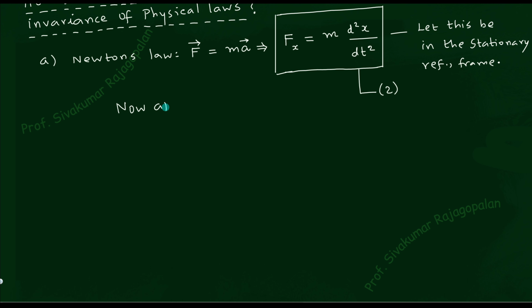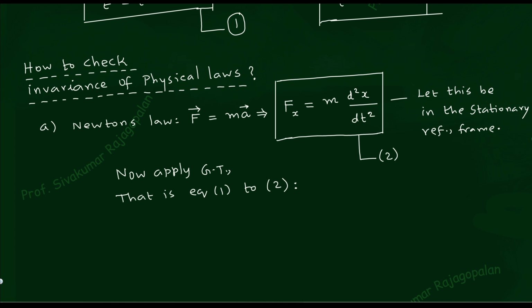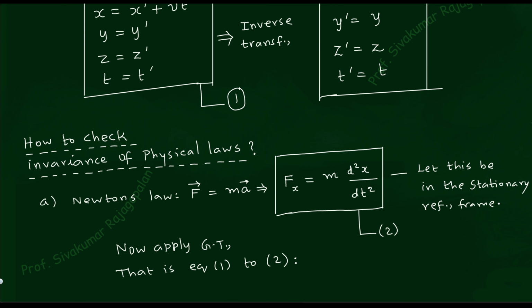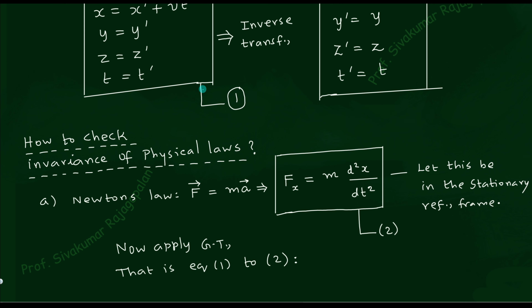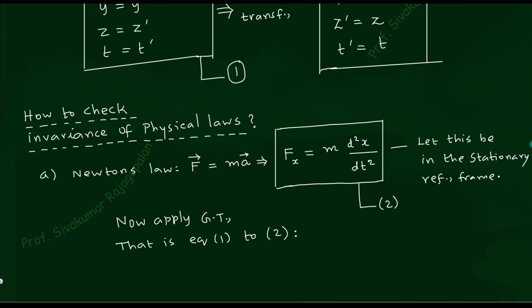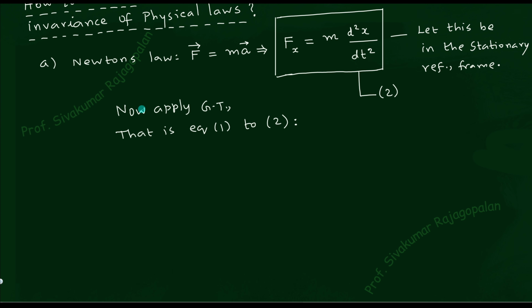Now apply the Galilean transformation, GT. Equation 1 is the Galilean transformation, right? So apply equation number 1 to equation number 2. I just want to show you equation number 1, which is the Galilean transformation. Remember that equation and then apply it to equation number 2, so that if you remember and have class notes, I don't have to go back and forth on the board.